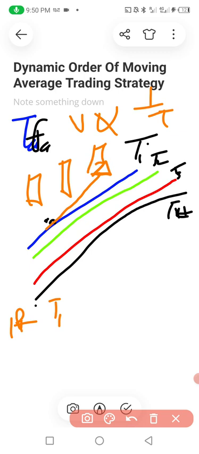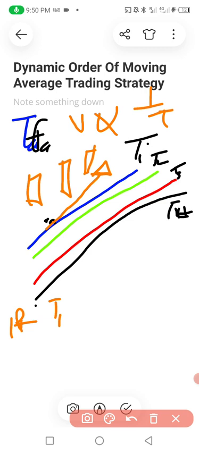Okay, we need candles to be opening above the moving average loop. Okay, so if it is like that, it means T1 is the fastest moving average, the one closest to the candle, and T2 is a bit faster but not as fast as T1, and T3 is kind of faster but not as fast as T2 and T1, and T4 is slow.